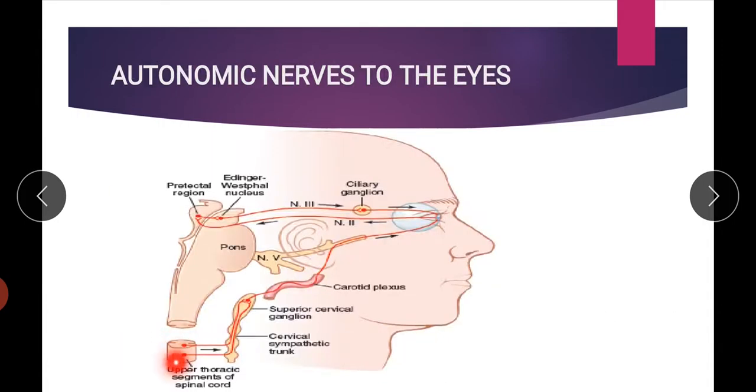Here this is the spinal cord. From the intermediolateral horn of the upper thoracic segment, the preganglionic sympathetic fibers arise, run into the sympathetic ganglionic chain, and synapse with the postganglionic fiber in the superior cervical ganglion. The postganglionic fiber then runs along with the carotid artery and its branches, and ultimately through the arterial branches it reaches the eye, where it supplies the radial muscle of the iris. So this is about the sympathetic and parasympathetic innervation of the eye.